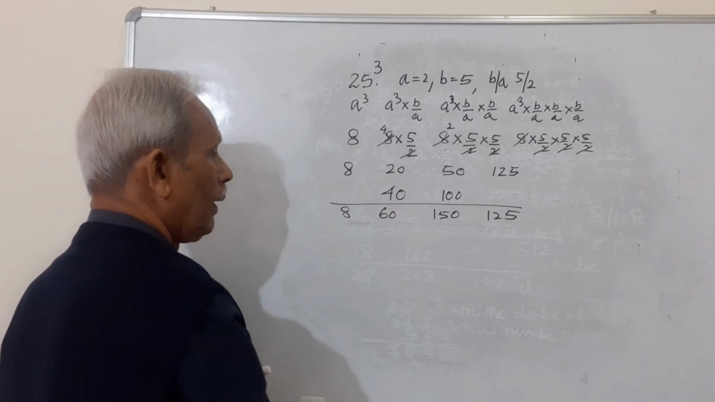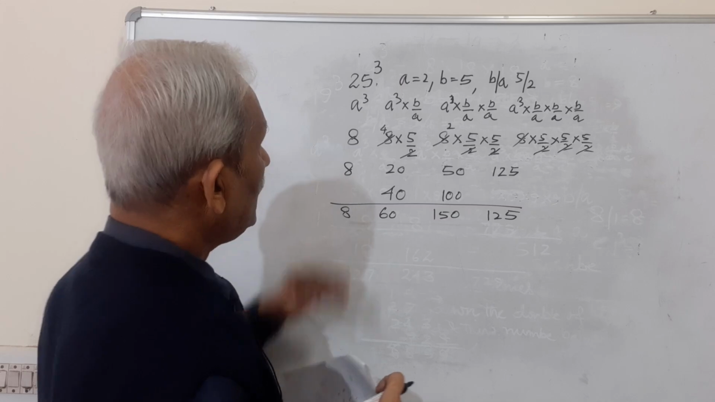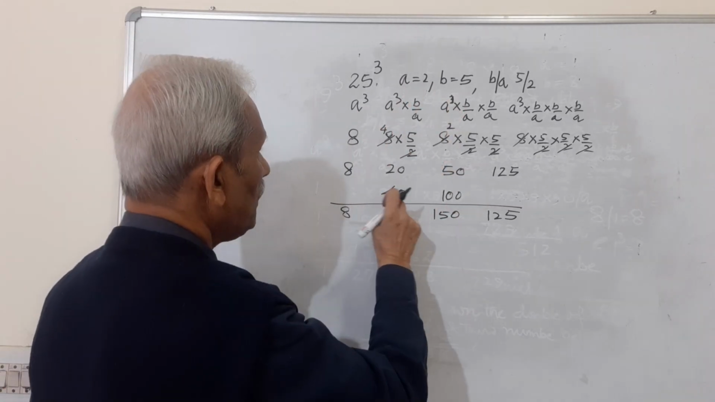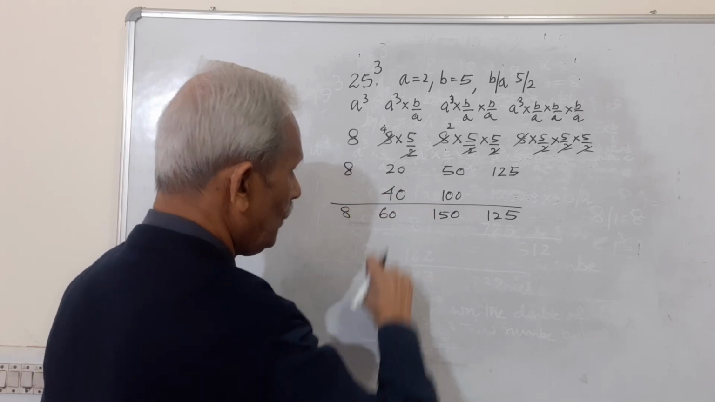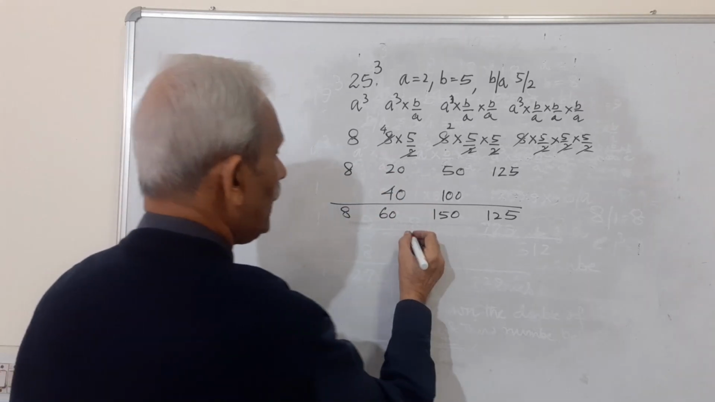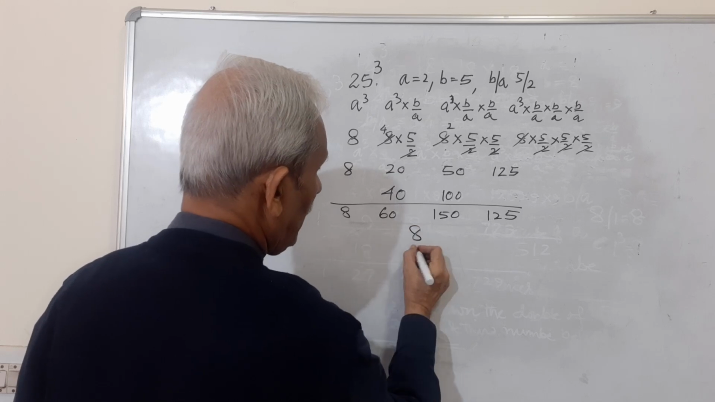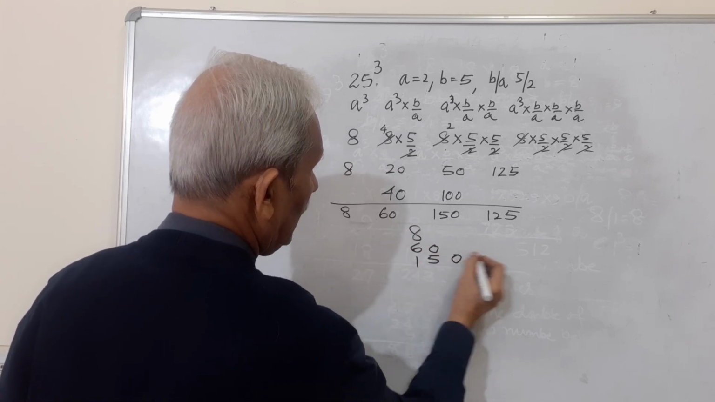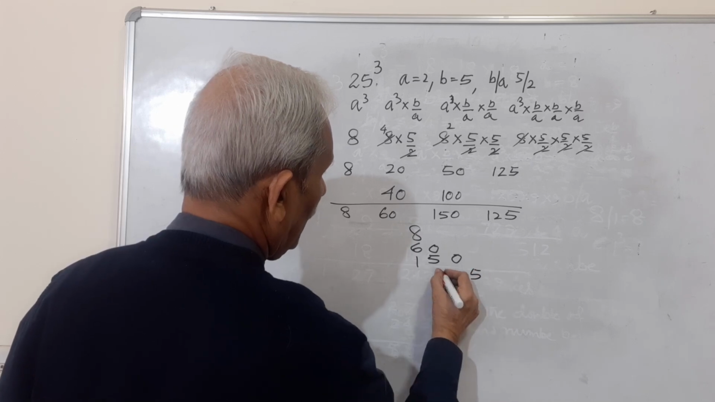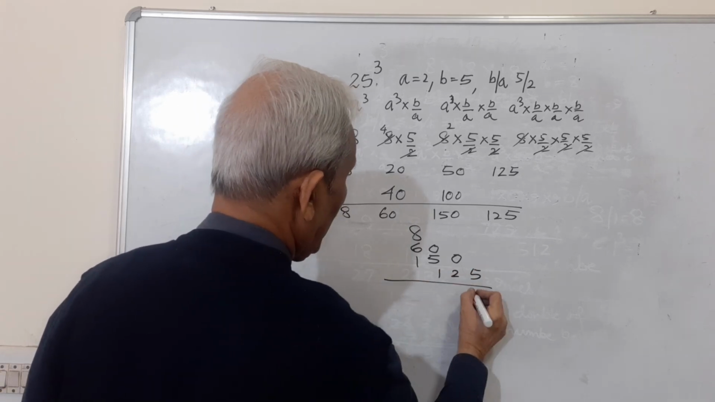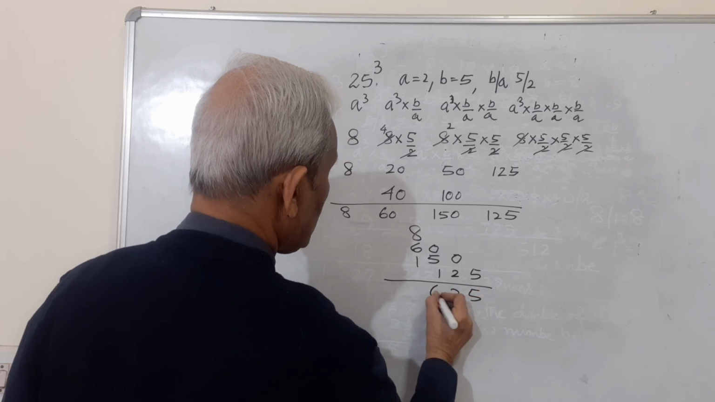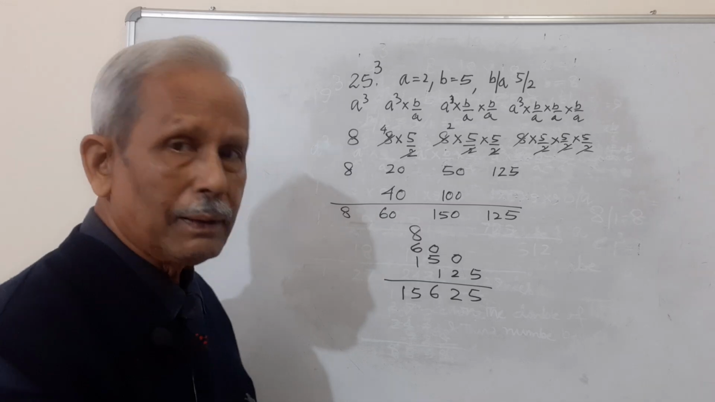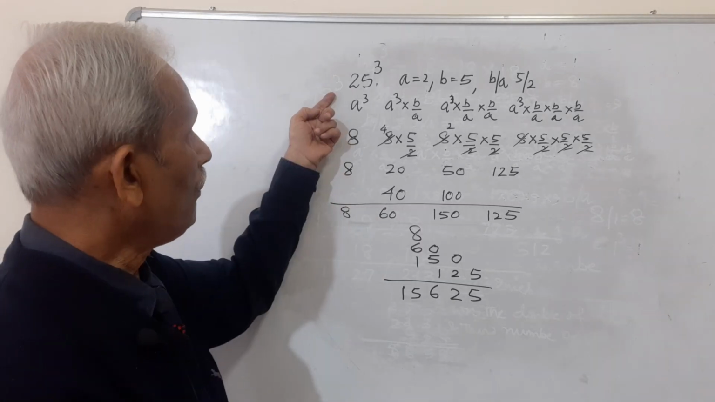Right? Now, just place it. See, all these things I have written, you need not write. You can just do it mentally. Only thing is you can straight away write down just these 2 lines and then you write down the result. Result is what? 8, shift this number by one space, 60, 150 and then 125. Total is 15,625, and that is the cube of 25.